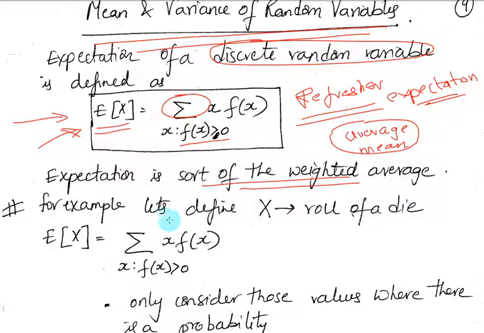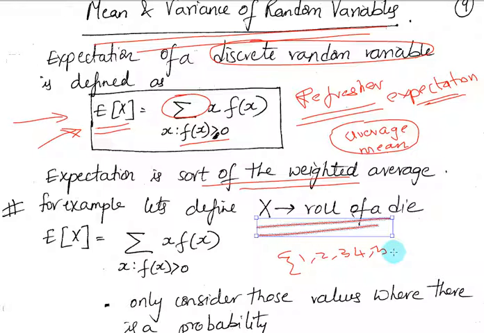For example, let's define x as the roll of a die. Once again, if you recall what the space is, we have 1, 2, 3, 4, 5 and 6, which is the space for that random variable, or the sample space for that experiment. And if you want to find the mean or the expected value of that random variable, all we need to do is apply this formula.